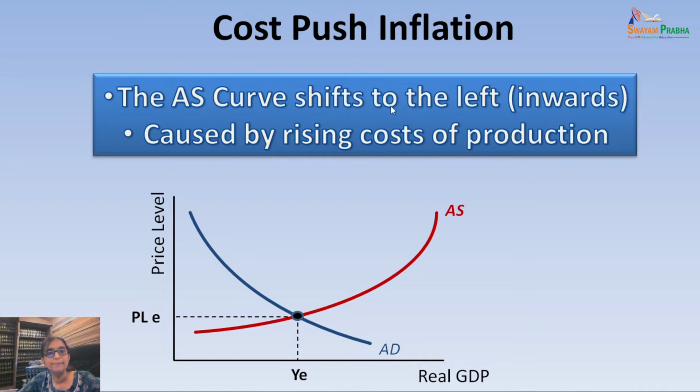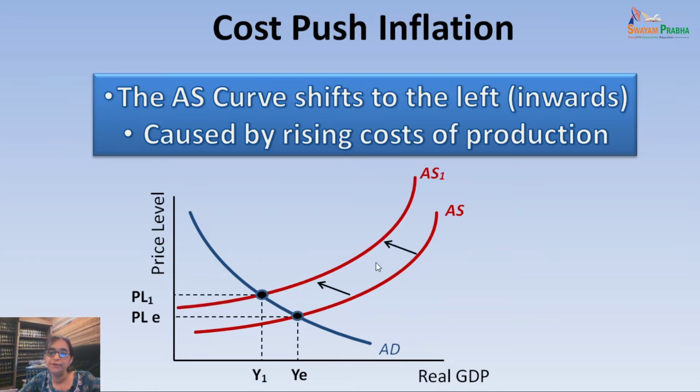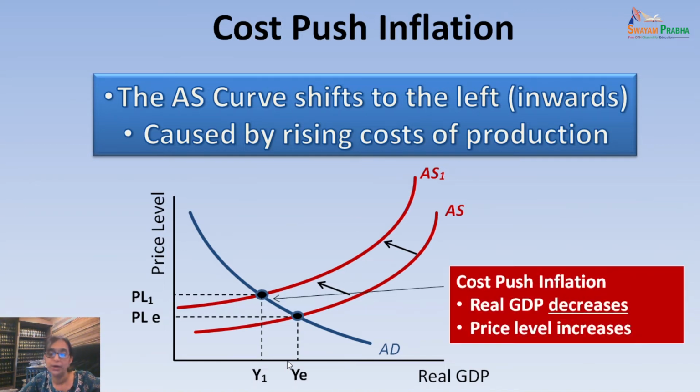What do you think would happen to the AS curve if we are talking about cost push inflation? This curve, that is the aggregate supply curve, will shift leftward or inward to AS1. Demand remaining the same, if there is no change in the demand, what we will see is an increased price at PL1. Price level has gone up from PLE to PL1 and your real GDP has decreased from YE to YE1.